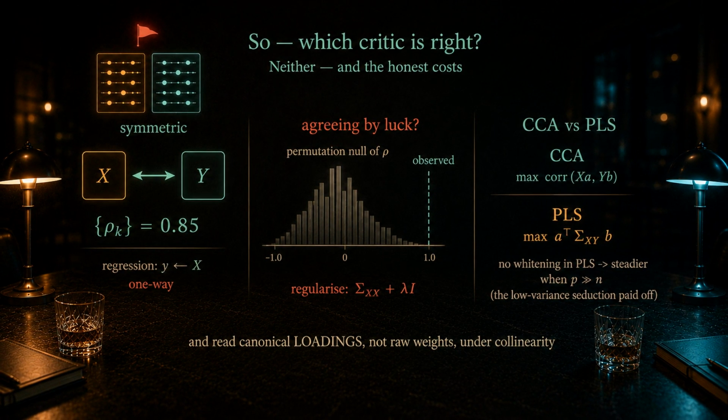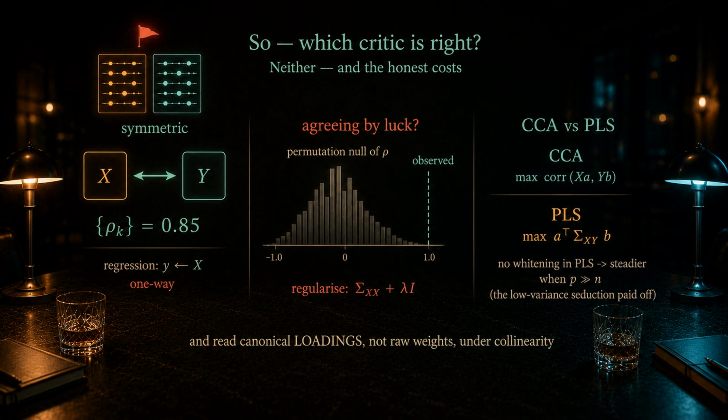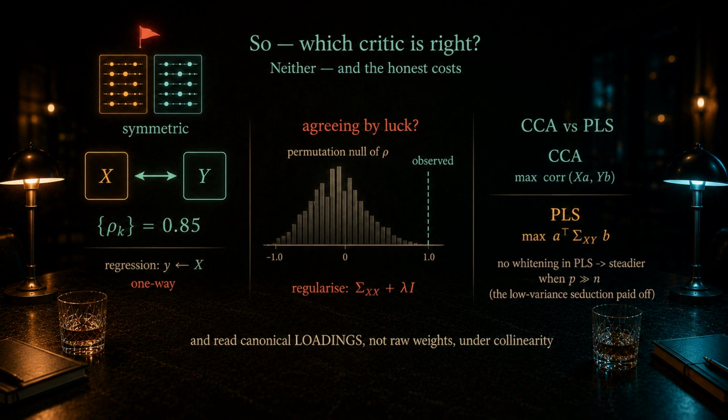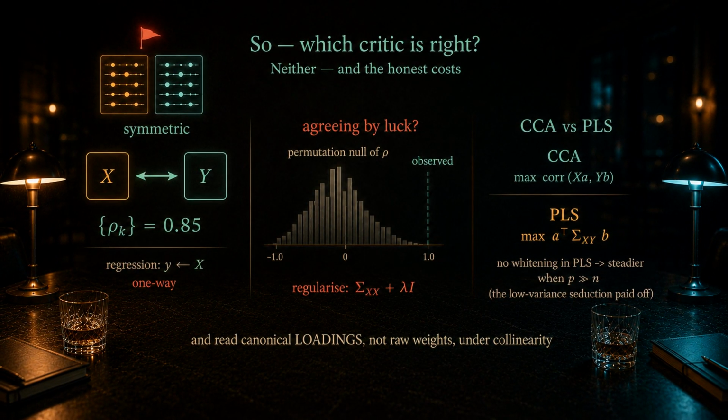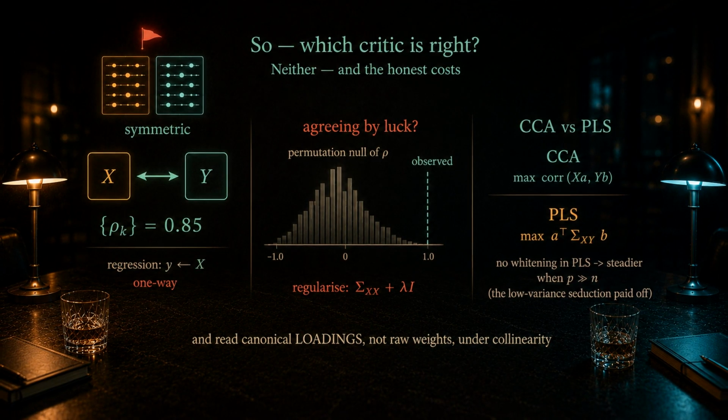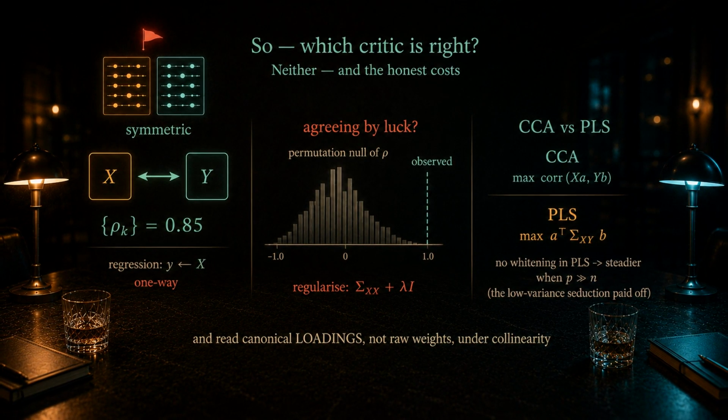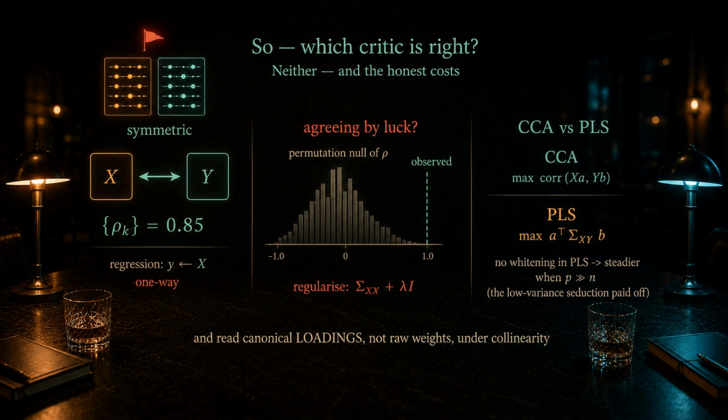When variables vastly outnumber samples, its cousin PLS, which maximizes covariance instead of correlation, is steadier, the mixOmics and DIABLO world. And read the loadings, not the raw weights, when your criteria are correlated.